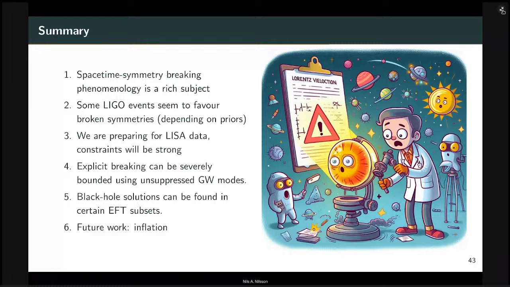I showed you that depending on the priors, some of these LIGO events seem to favor broken symmetries. And I also told you that we are finding the same with CMB polarisations in the photon sector. We're also hard at work preparing for LISA, and we expect very good constraints from there. Then, more speculatively, I showed you that you can severely bound explicit breaking from these unsuppressed gravitational wave modes. And I also showed you that hopefully we can find some reasonable looking black hole solutions in these EFT subsets.